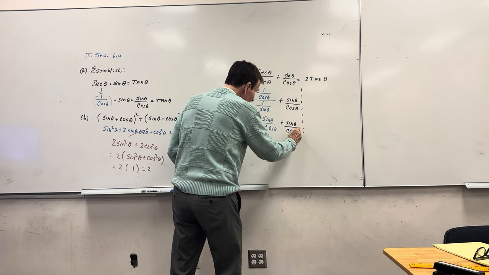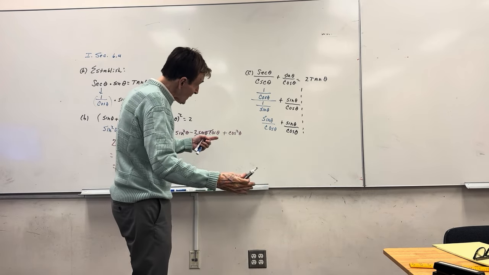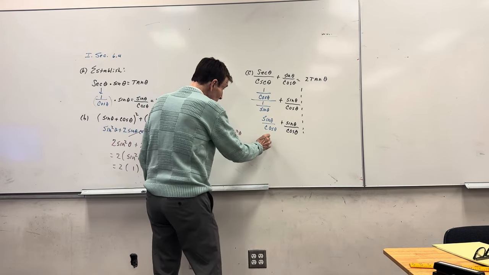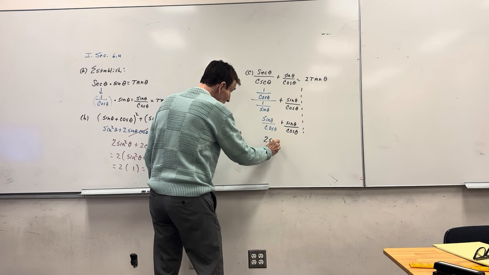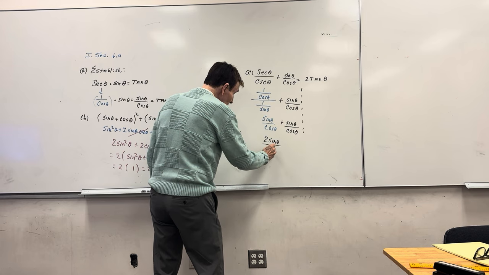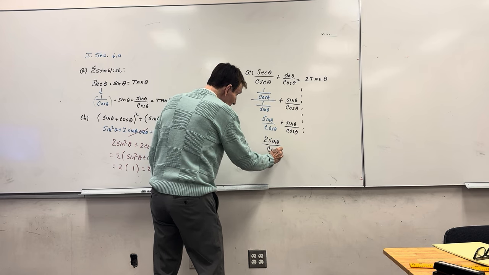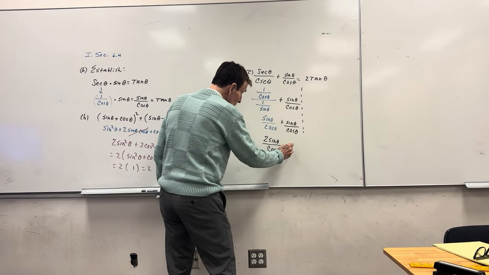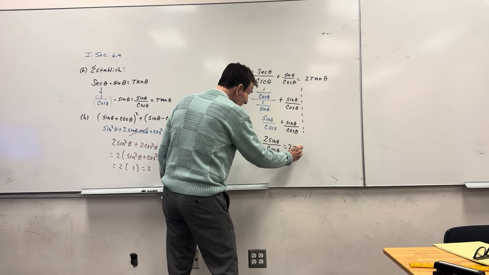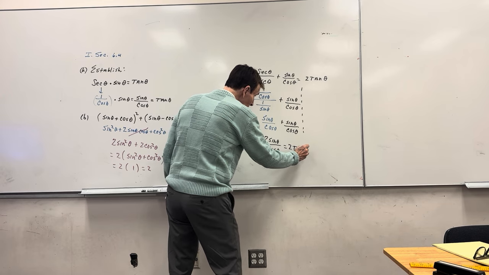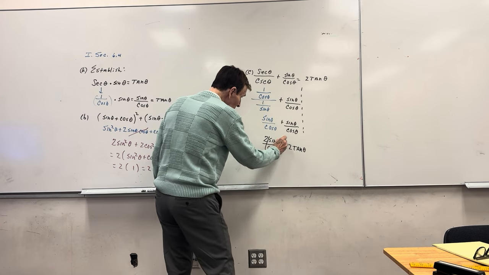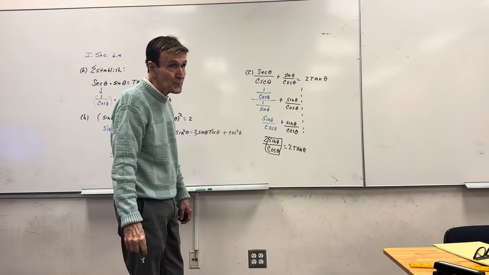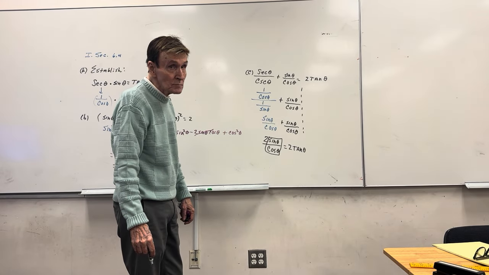Matthew, is this what you had in mind? Combined like terms, you end up with 2 sine theta over cosine theta. Now they want this. Could I now write this directly as 2 tan theta? Is this tangent here? Yes or no? Yes.